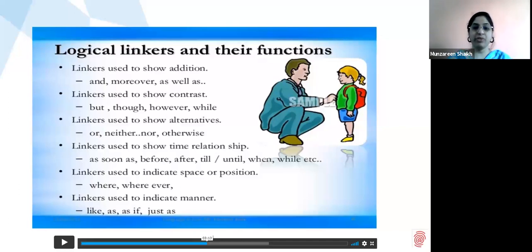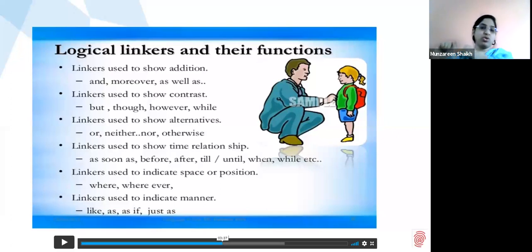Okay. And which type of linkers will you use if you want to indicate manner? You use linkers such as like, as if, and just as. All right, you can all take a screenshot of this so that you have the list with you, that okay, this is the list which I can use while writing the descriptive paragraph.